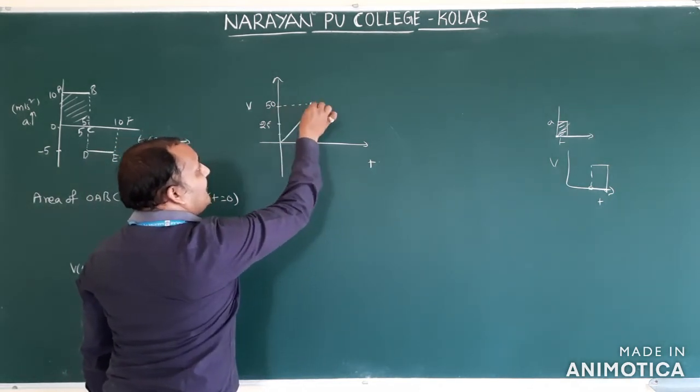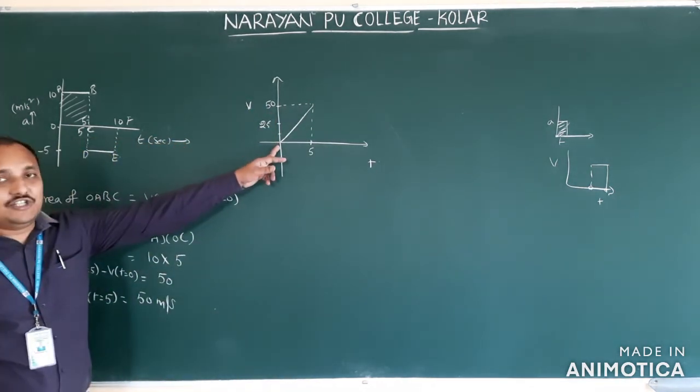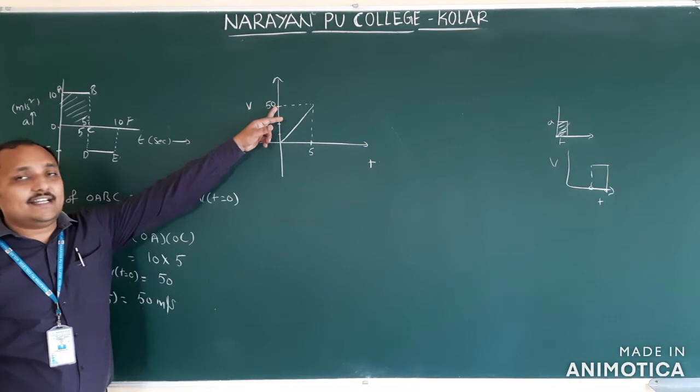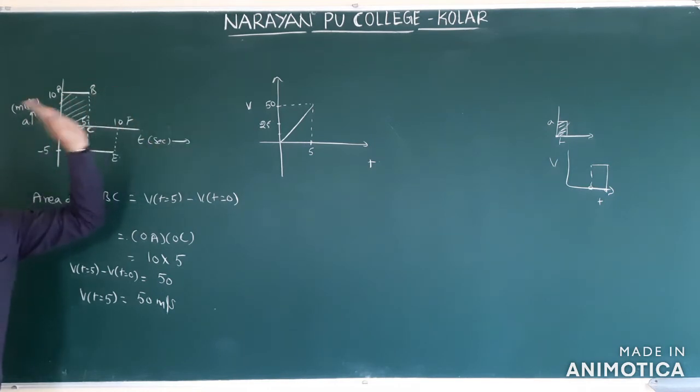This value should be 50. This value should be 5 seconds. Initial velocity, how much? 0. Final velocity after 5 seconds, 50. Now 50 you got. So that is the VT graph up to 5 seconds. We can convert this one.